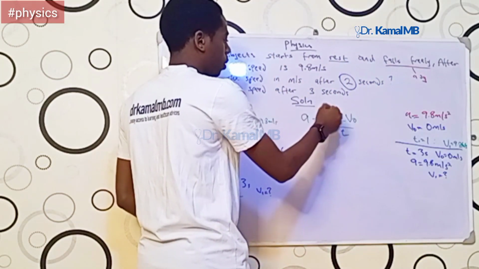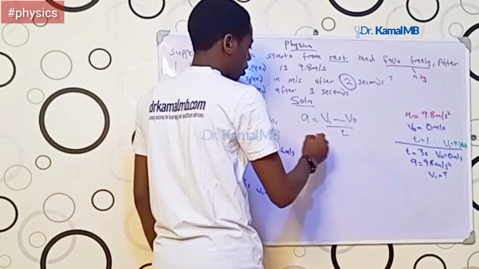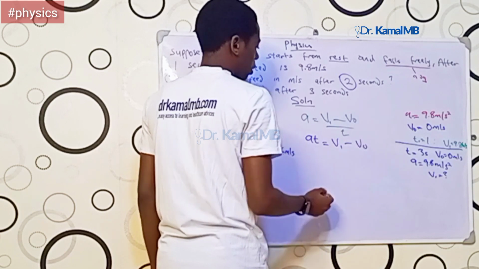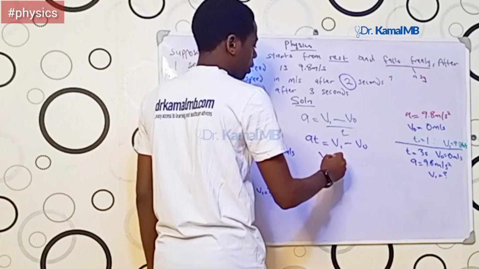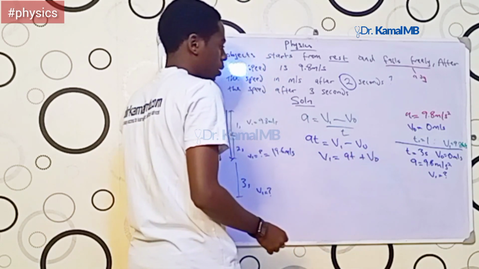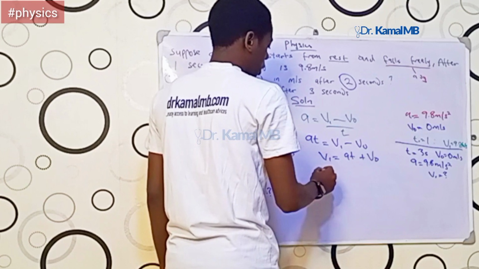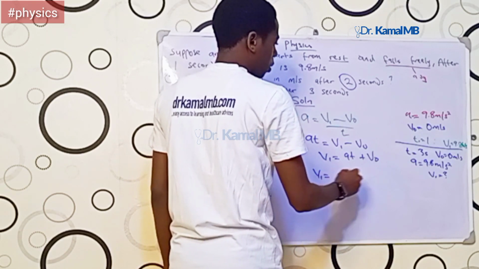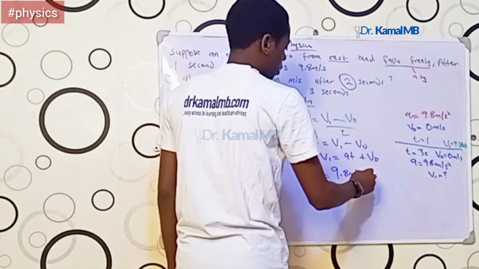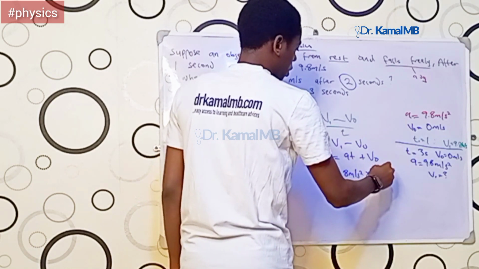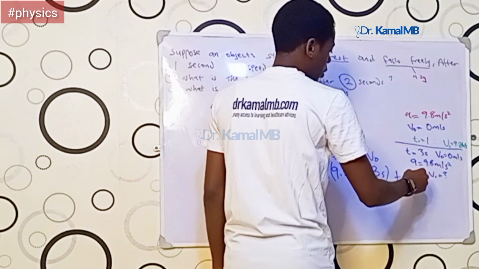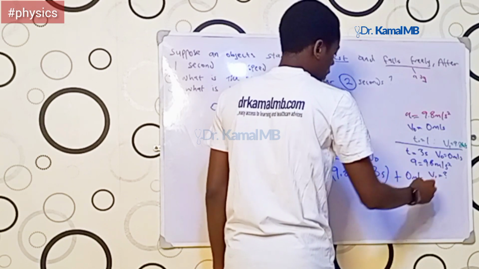So now let's make v1 the subject of the formula here. When you cross multiply, we have AT is equal to v1 minus v0. When this v0 crosses over, it will be v1 is equal to AT plus v0. So from our question, let's substitute them. v1 will be equal to acceleration, which is 9.8 meters per second square, times T, which is 3 seconds, plus v0, which is 0 meters per second.